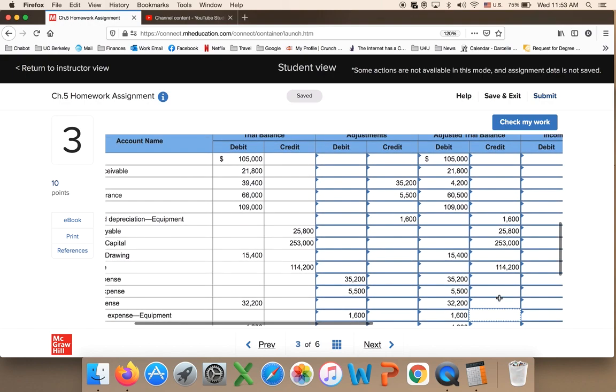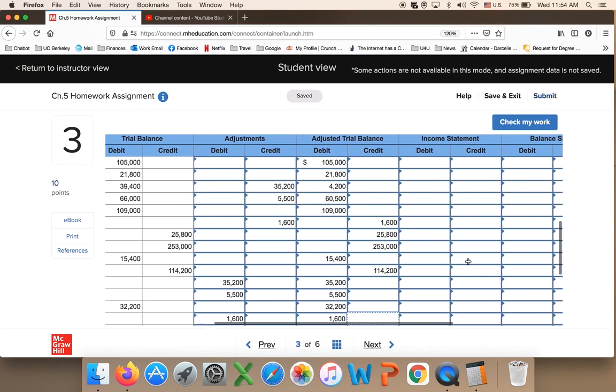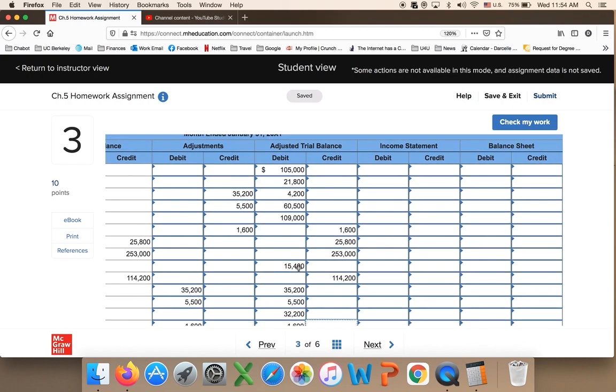Okay, so what we do at this point, we're just going to find drawing and draw a line. Everything below, line below drawing. So everything starting from drawing and up, I'm going to copy, no thinking. Everything from this drawing, 15.4, I'm copying to the balance sheet. So I'm just copying the same accounts, same amounts. The top goes to the balance sheet from the adjusted trial balance.